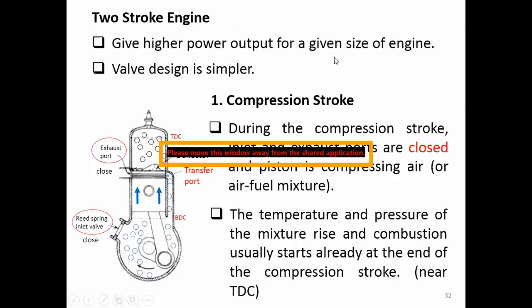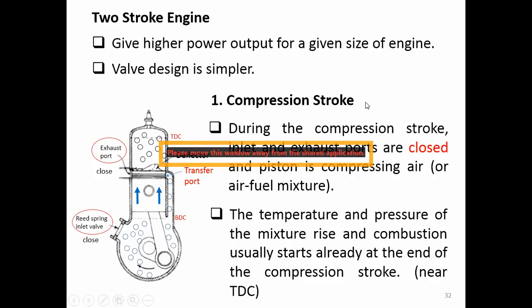Okay. So a good part of the two-stroke engine is that it gives a higher power output for a given size of the engine. This means what? If you compare the same size between the four-stroke engine and the two-stroke engine, right? The two-stroke engine will give you higher power than the four-stroke engine. Okay. And the valve design is simple. The design of the valve to let the working fluid flow in and out is much simpler than the four-stroke engine.